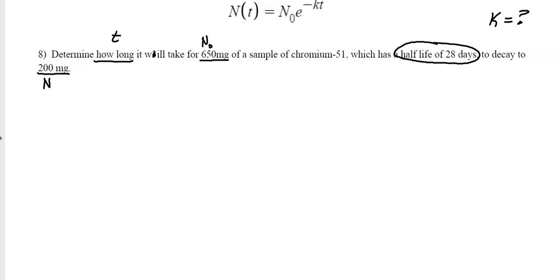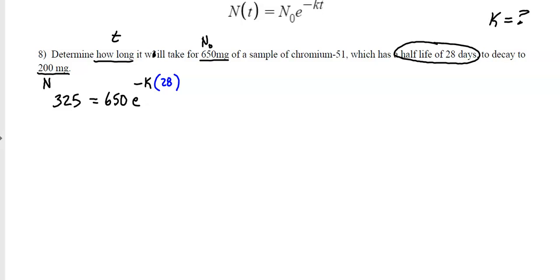All right, so check this out. Let's just start off with what we know. I know for sure that if we start with 650 milligrams, to the E power, I don't know the negative K, but I do know when it's going to be cut in half. I do know it's going to be 325 when T is 28, because that's the half-life.